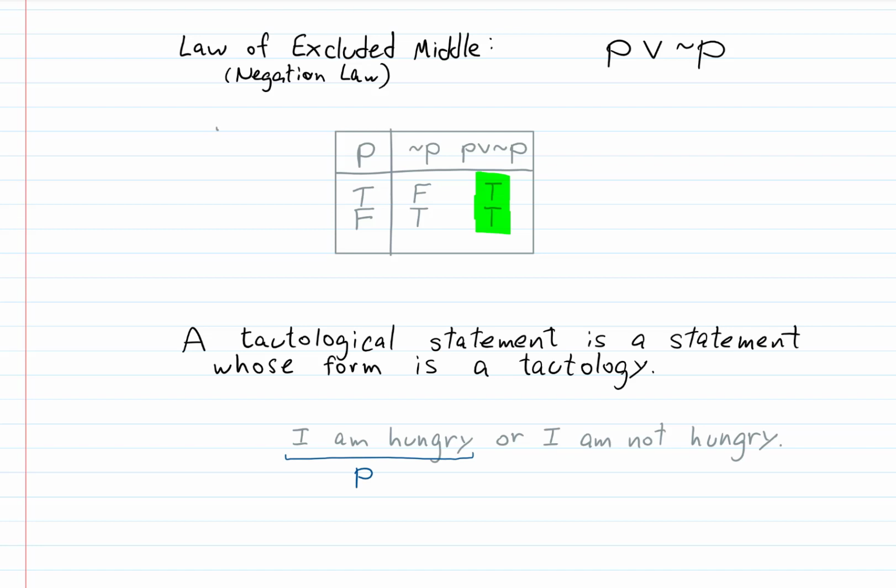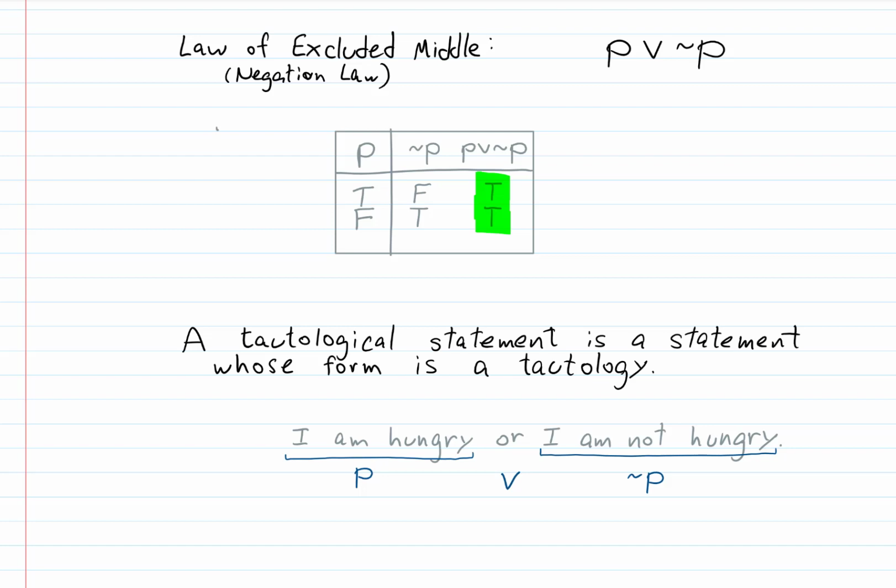Then I am not hungry would be the negation of P. And the form of this statement is P or not P. That's the statement form of that statement. And that statement form is a tautology because we just proved that up above. It's the law of excluded middle. So since the form of that statement is a tautology, then that statement is called a tautological statement.